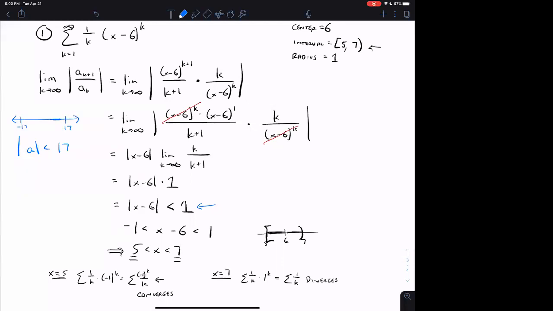But you go back to -17 because if you look at -18 or -19, those absolute values are bigger. So you want all the values in between -17 and +17. That's where I'm getting this. And then I add 6 to all 3 parts of the inequality. So I get 5 and then x and then 7.